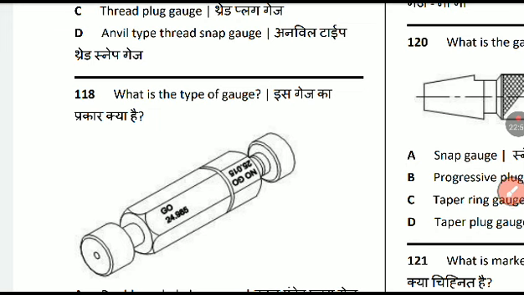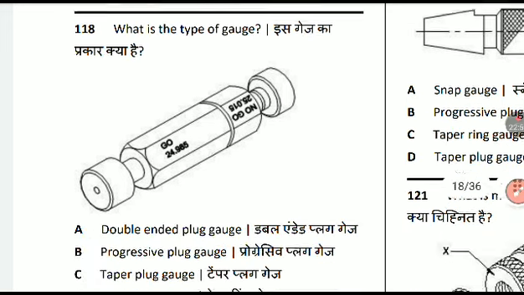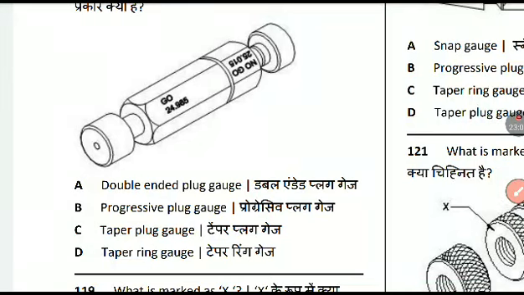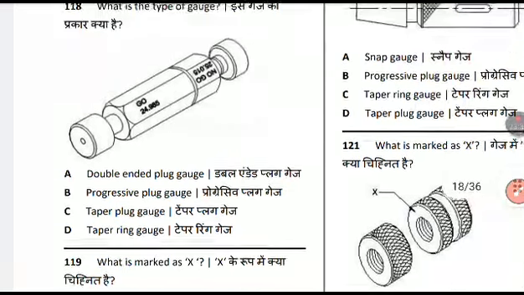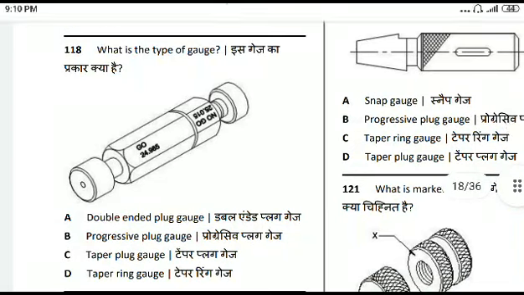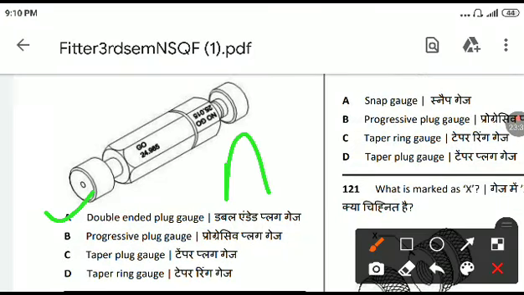What is the type of gauge? Double-ended plug gauge, progressive plug gauge, taper plug gauge, taper ring gauge. Option A, double-ended plug gauge.